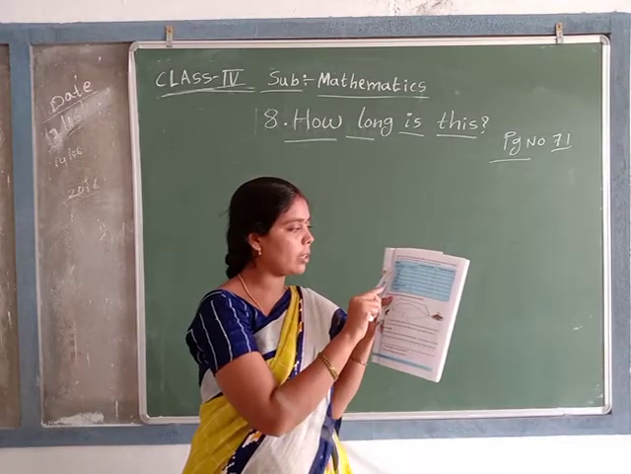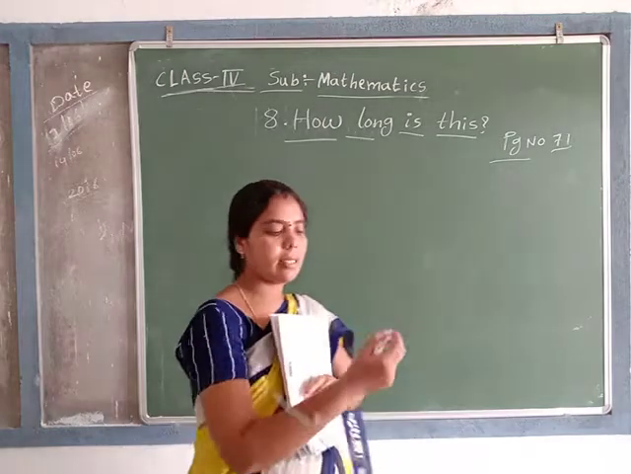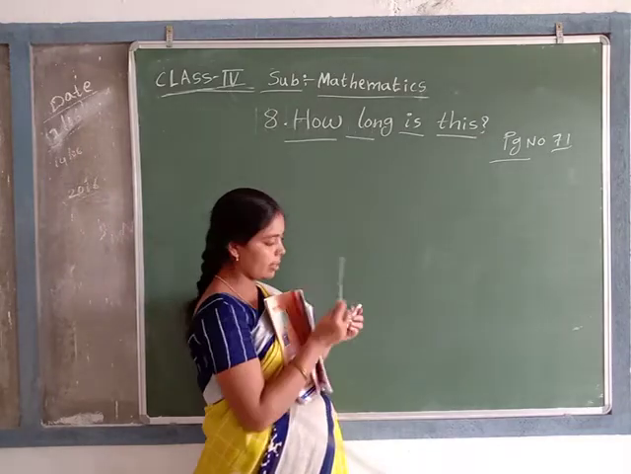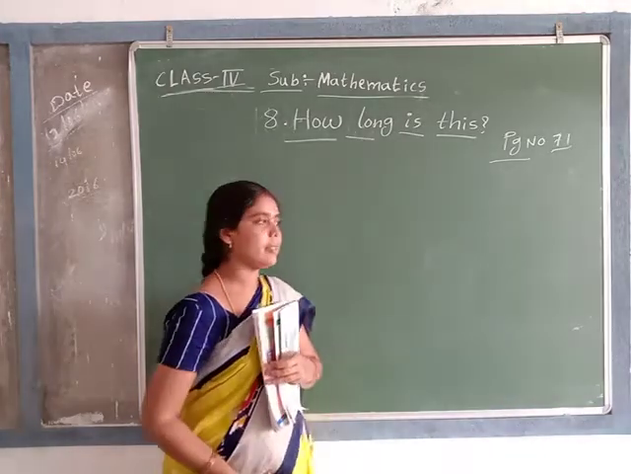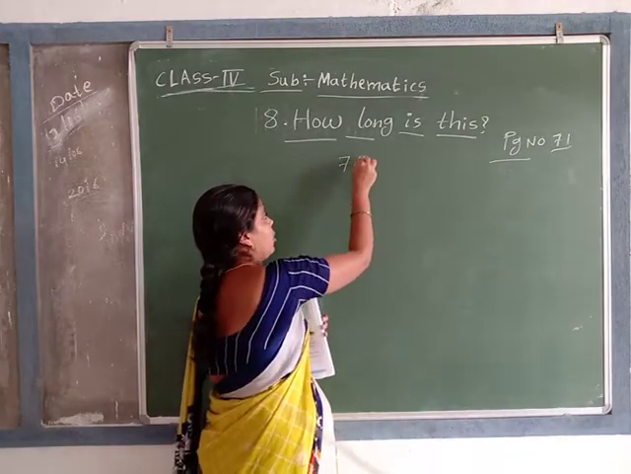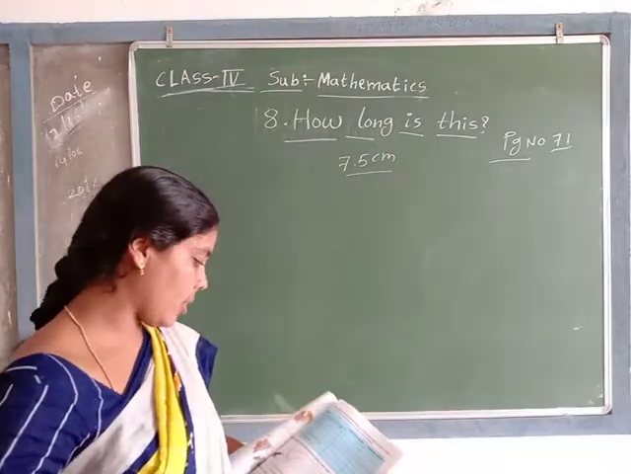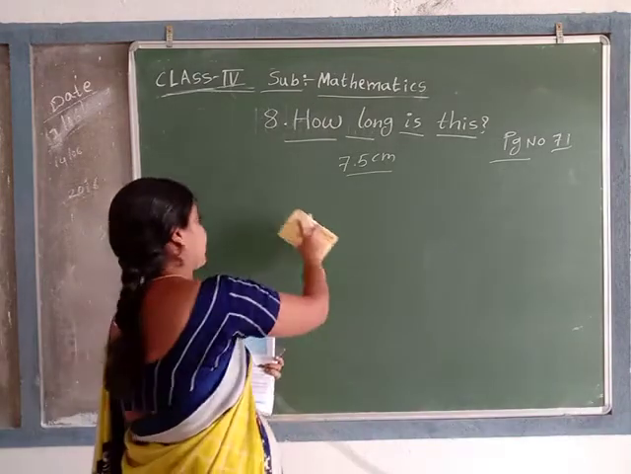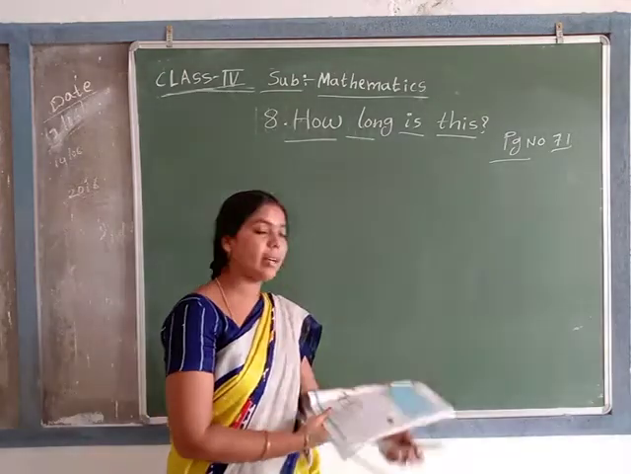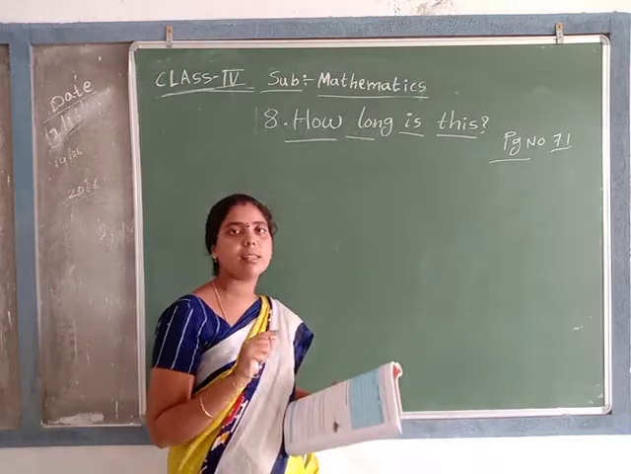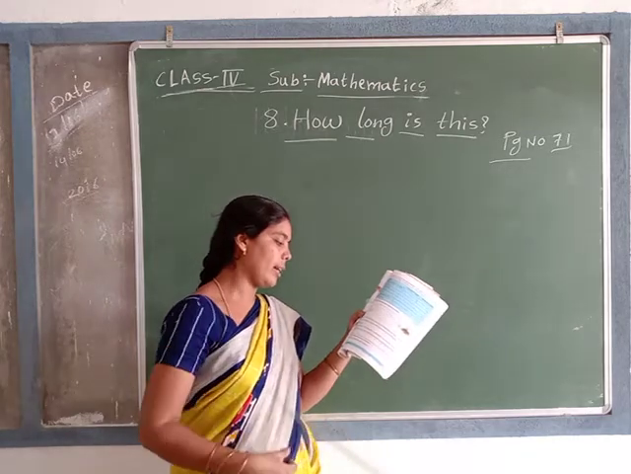This also: a complete piece of chalk. See, the chalk piece, how long is this? 7.5 centimeters, the chalk piece is 7.5 centimeters. Understand children? In the same way, the remaining comb, pencil, eraser, slate, whatever you are given, estimate the length first, then measure it and write it here. Okay. Next, measure your height also.